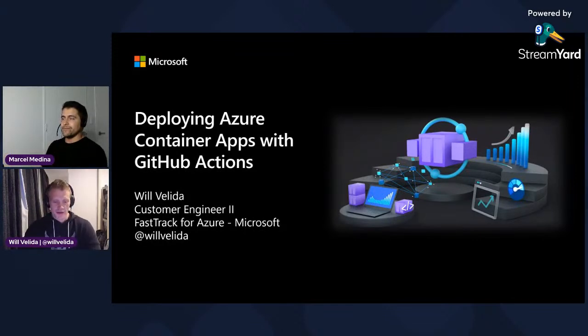Awesome. Cool. Okay. So, like I mentioned earlier, my name is Will Velida. I'm a customer engineer working in the Fast Track for Azure team, helping engineers like yourselves build robust applications in Azure. My primary focus is on cloud native technologies. I help customers with app development and modernization, providing architectural guidance, doing deep dives on technologies such as serverless and containers, and helping them build awesome applications.